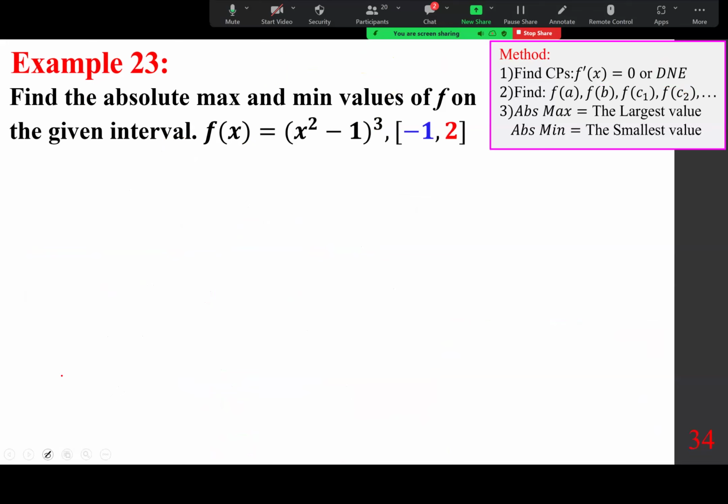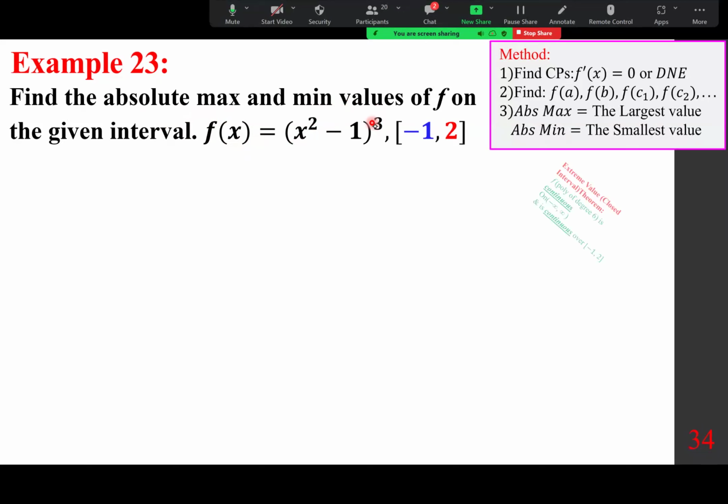We want to find the absolute value. Same situation with this question. The absolute max and min when f of x is x squared minus 1 quantity cubed, we go from -1 to 2. Obviously, the first thing is what type of function is that? This is a polynomial function. What is the degree? 2 times 3. So it's of degree 6.